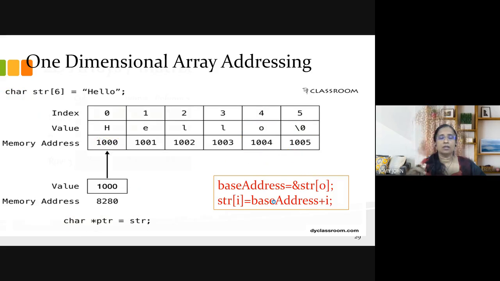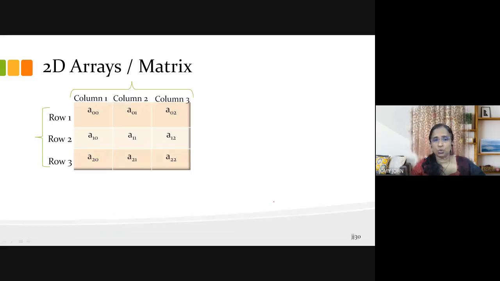Okay. Similarly, we are going to learn about 2D array. A 2D array is also known as a matrix. We have a set of rows as well as a set of columns. Here we have 3 rows and 3 columns. We can write 3 by 3, a 3 by 3 matrix.